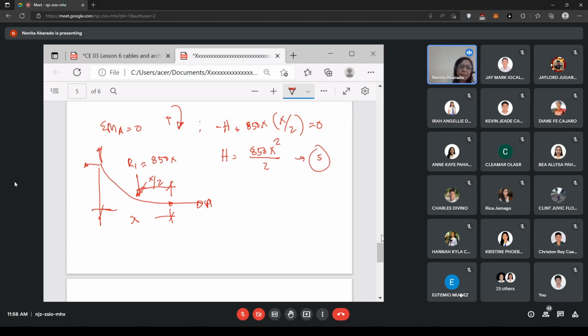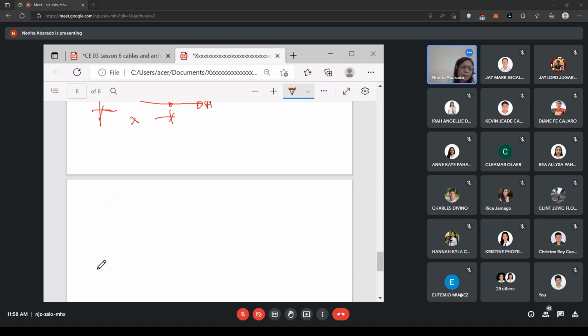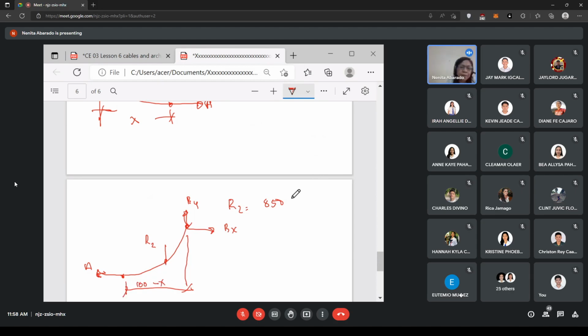Another, kung diri tayo class sa pikas. Pikas, ano siya? Kung sa ating h, ani. Let's say this is your h. And this is our r sub 2. Anong ating r sub 2? R sub 2 is equal to 850. So this must be, let's say, this is bx and this is by. So dapat kini ay L 100 minus x. Ano? 100 minus x. So r sub 2 is 850 times 100 minus x.